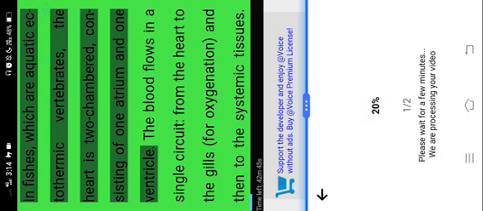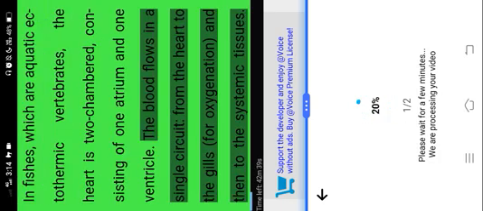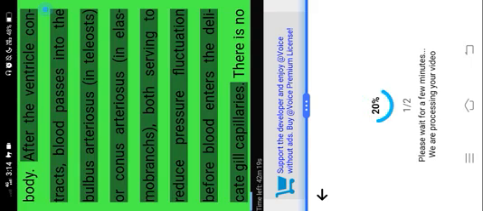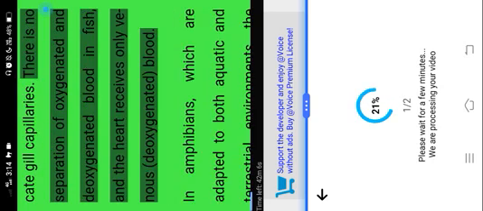In fishes, which are aquatic ectothermic vertebrates, the heart is two-chambered, consisting of one atrium and one ventricle. The blood flows in a single circuit, from the heart to the gills for oxygenation and then to the systemic tissues. Before entering the atrium, blood passes through the sinus venosus, which collects the deoxygenated blood from the body. After the ventricle contracts, blood passes into the bulbus arteriosus, or conus arteriosus in elasmobranchs, serving to reduce pressure fluctuation before blood enters the delicate gill capillaries. There is no separation of oxygenated and deoxygenated blood in fish, and the heart receives only venous deoxygenated blood.